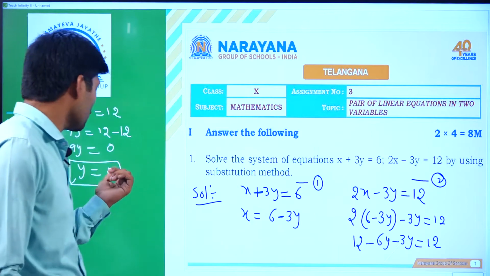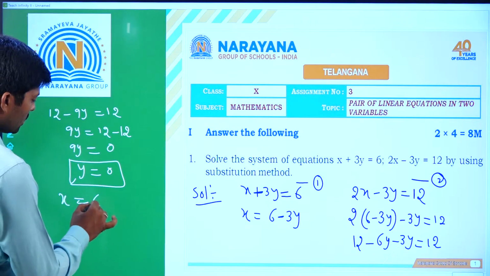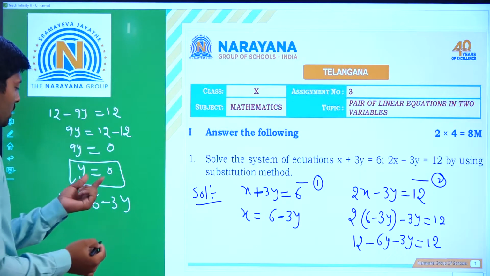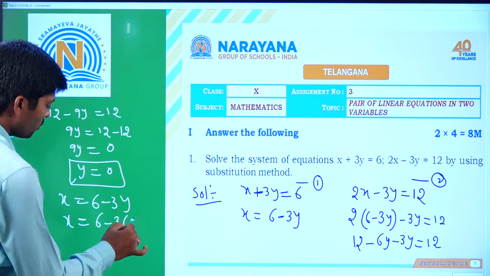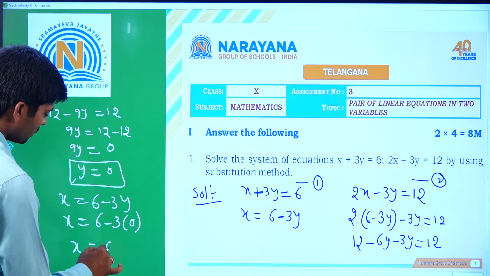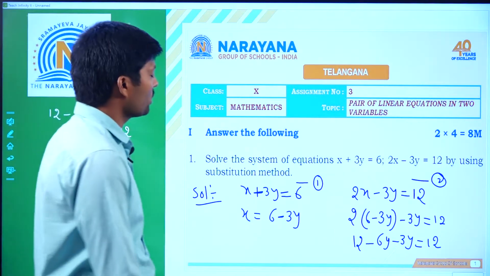By using y is equal to 0, we need to find the x value, that is x is equal to 6 minus 3y. Replace 0 in the place of y to find the value of x, that is 6 minus 3 into 0. So, x will become 6. So, y is equal to 0 and x is equal to 6. Let us go for the second one.